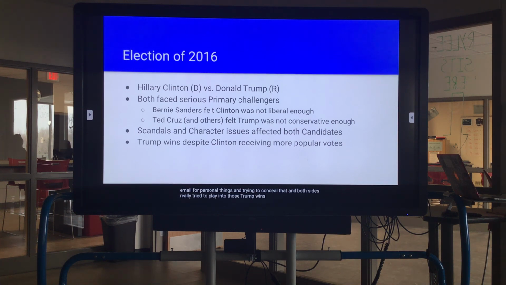Trump wins despite Clinton receiving more popular votes. In fact, Clinton received something like 2 million more popular votes from across the country than Trump did. However, Trump wins the Electoral College, and therefore wins the election.